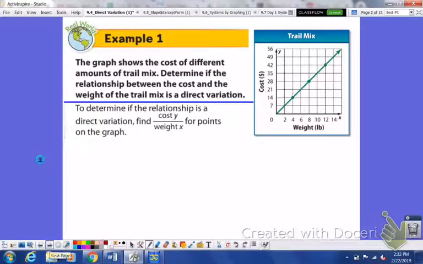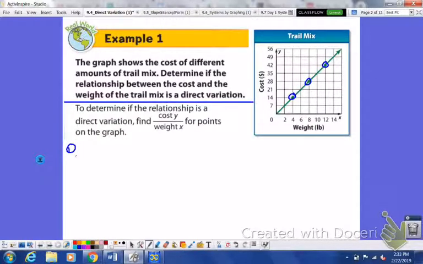If we look at our first example, the graph shows the cost of different amounts of trail mix. Determine if the relationship between the cost and the weight of the trail mix is a direct variation. Find the cost y divided by the weight x for points on the graph. So you can pick any point. We'll see some of them are kind of darkened in here, so we're going to use those. You always want to pick more than 2, so 3 would be a good start.